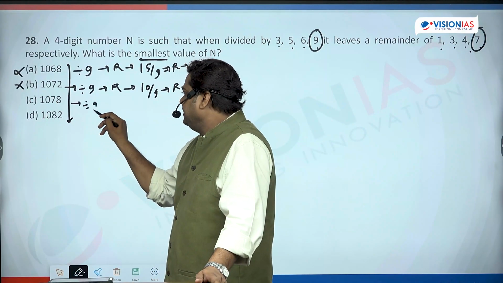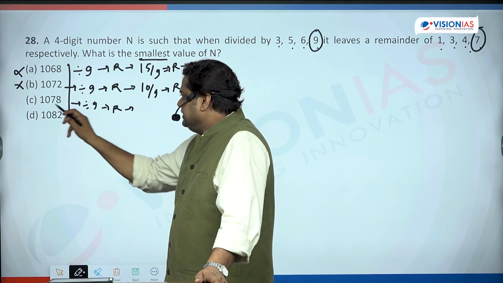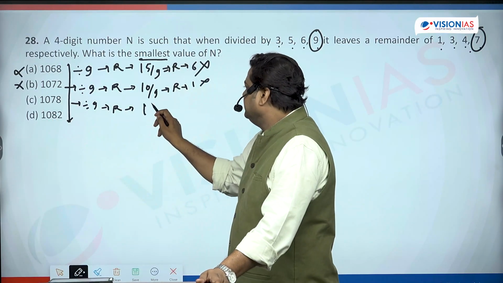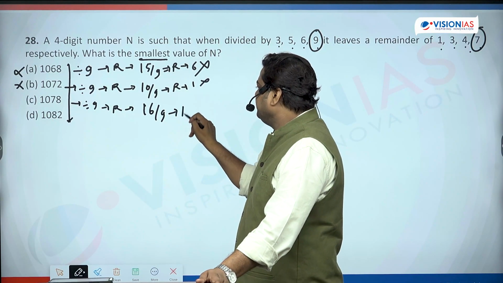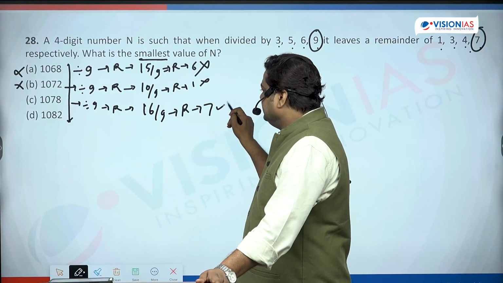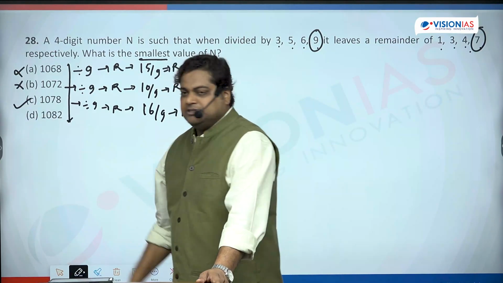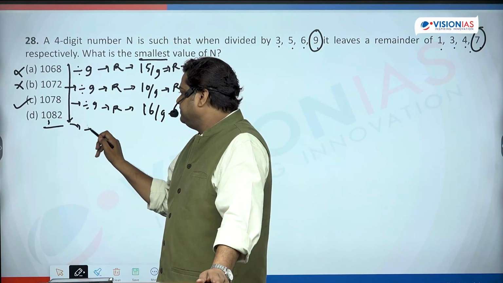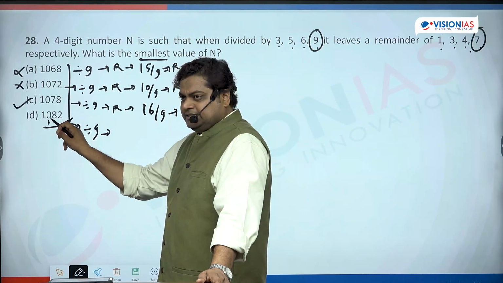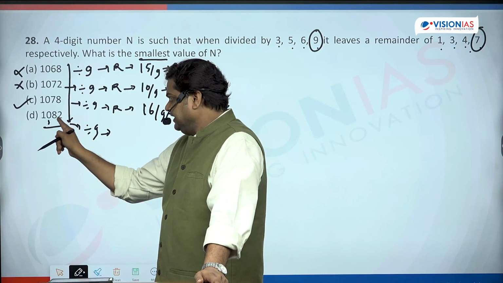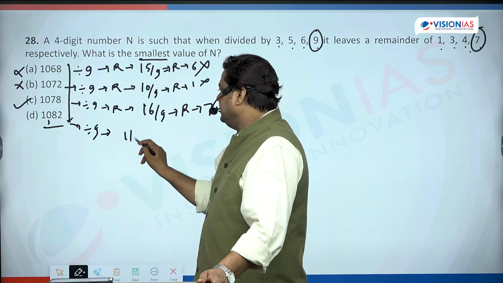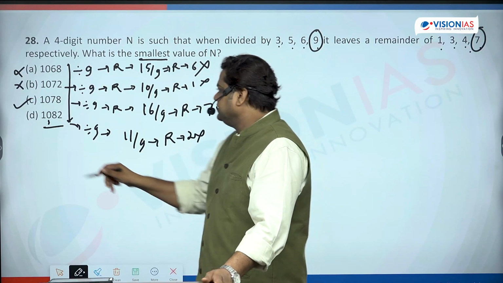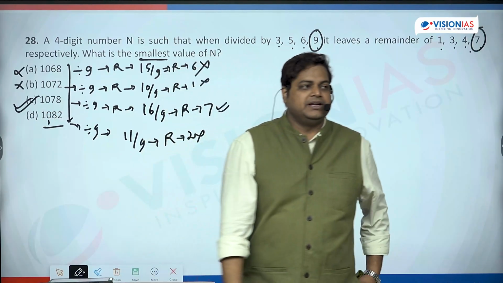1078, divide by 9. Sum of digits, 7 plus 1, 8 plus 8, 16. 16 by 9, what is the remainder? This can be a possibility. We'll check this also. What we are getting? Sum of digits, 8 plus 2, 10 plus 1, 11. 11 by 9. Remainder is what? This cannot be answer. 1078.